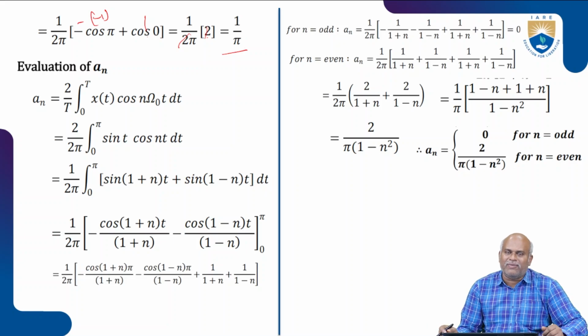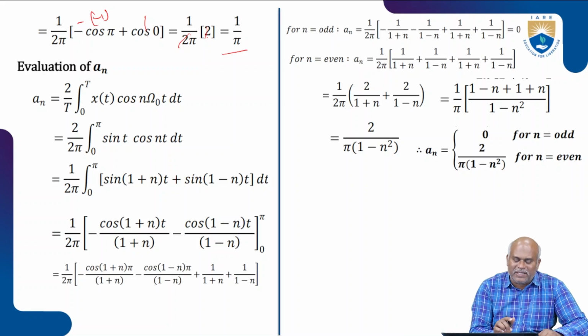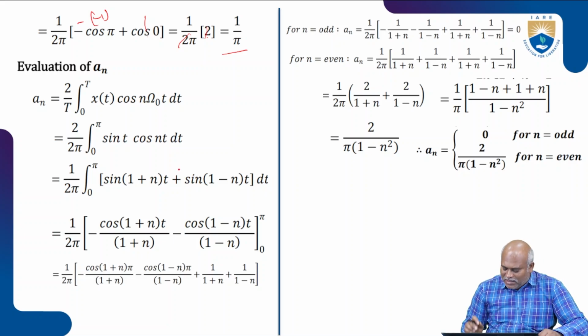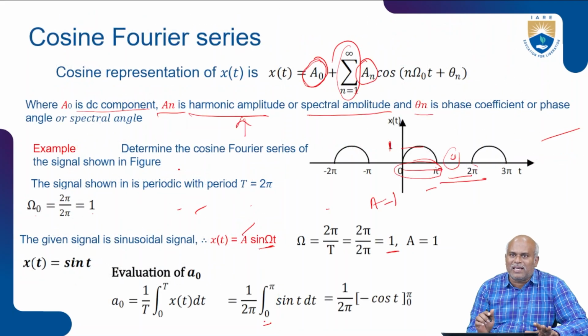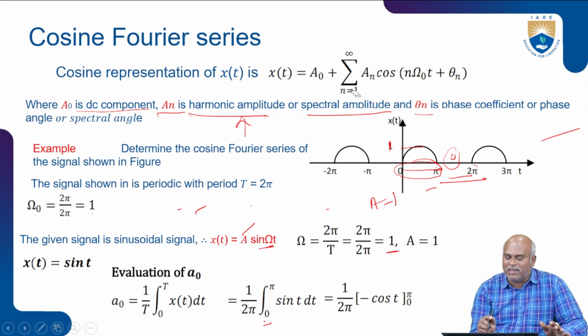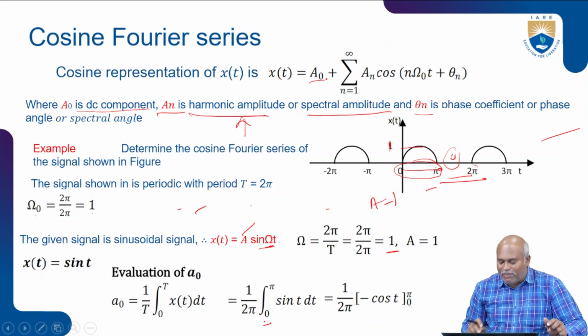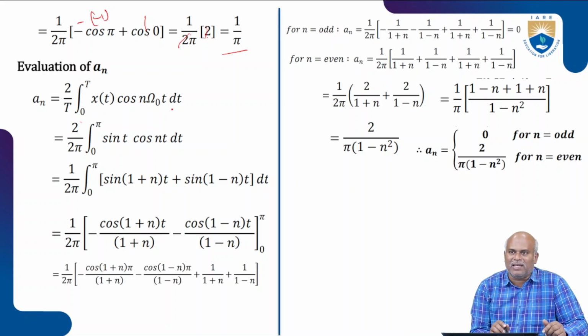Next, we need to find a of n, that is the cosine Fourier series coefficient. a of n is equal to 2 divided by T, because the signal would range from minus infinity to plus infinity, but our case is only 0 to infinity, so we take the other part out. That's why we divide by 2. So I write a of n as 2 divided by T, integration of 0 to T, x of t cos n omega 0 t dt.